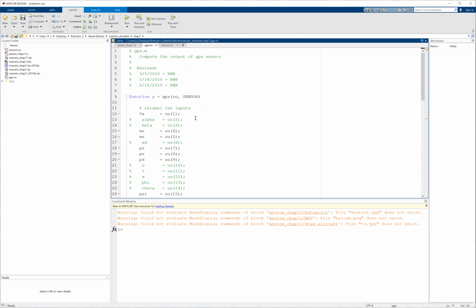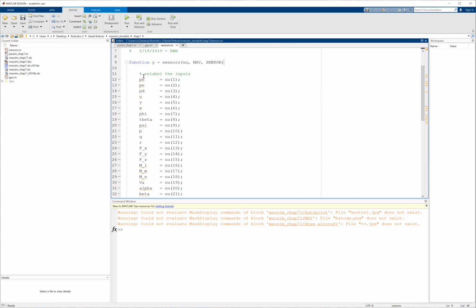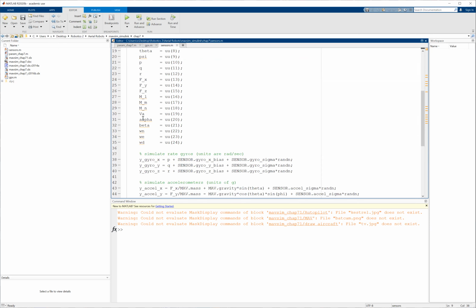So this is what your function would look like. And you would integrate this function with your code, the Simulink code for trim. Let's look at how your sensors.m would look. If you look at sensors.m, you have all the variables: PN, PE, PD, UVW, phi theta psi, PQR, FX, FY, FZ, ML, MN. And then at the end, you have VA, alpha, beta, and the wind speeds.